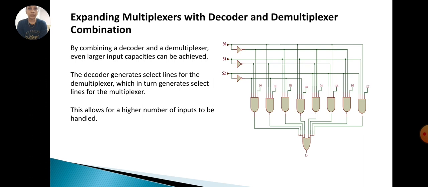Expanding multiplexers with decoder and demultiplexer combination. By combining a decoder and a demultiplexer, even larger input capacities can be achieved. The decoder generates select lines for the demultiplexer, which in turn generates select lines for the multiplexer. This allows for a higher number of inputs to be handled.